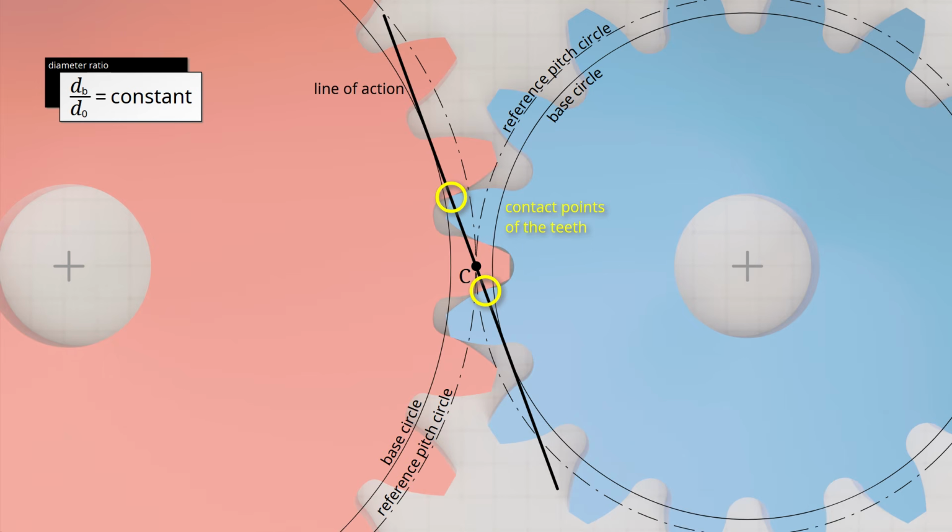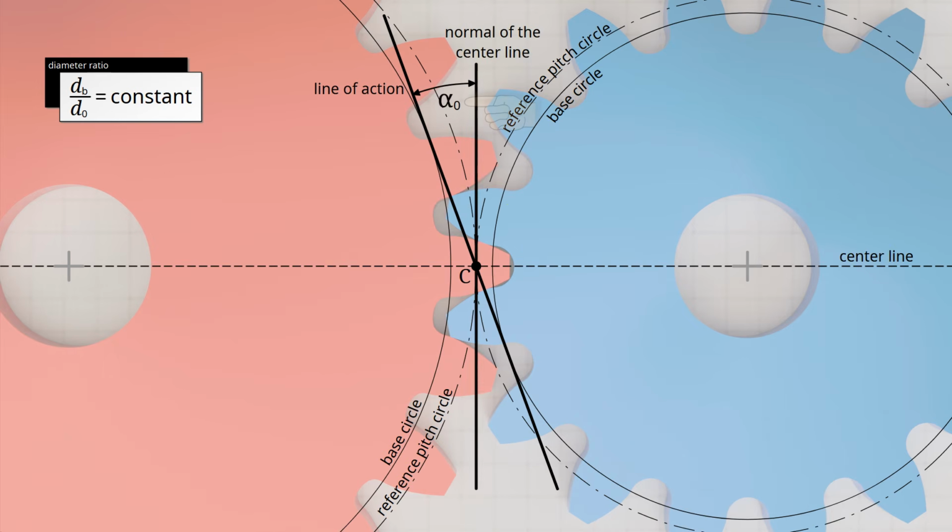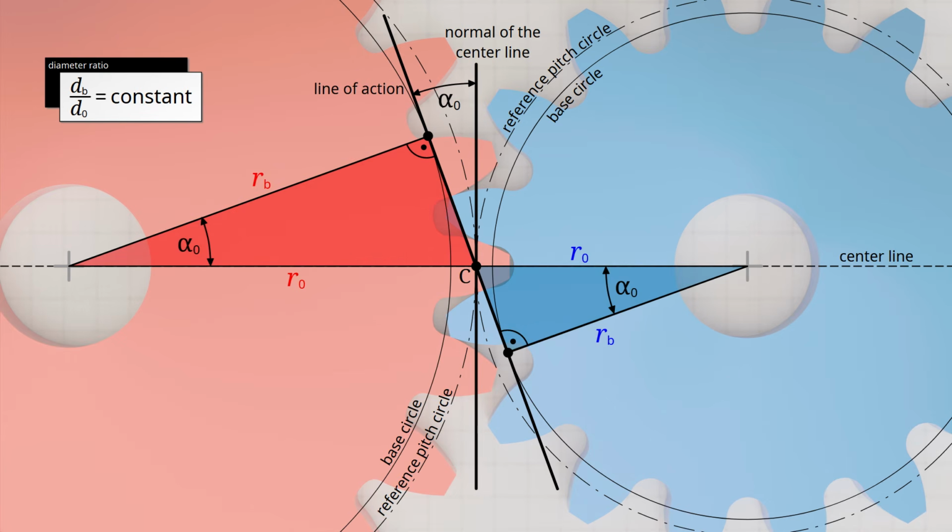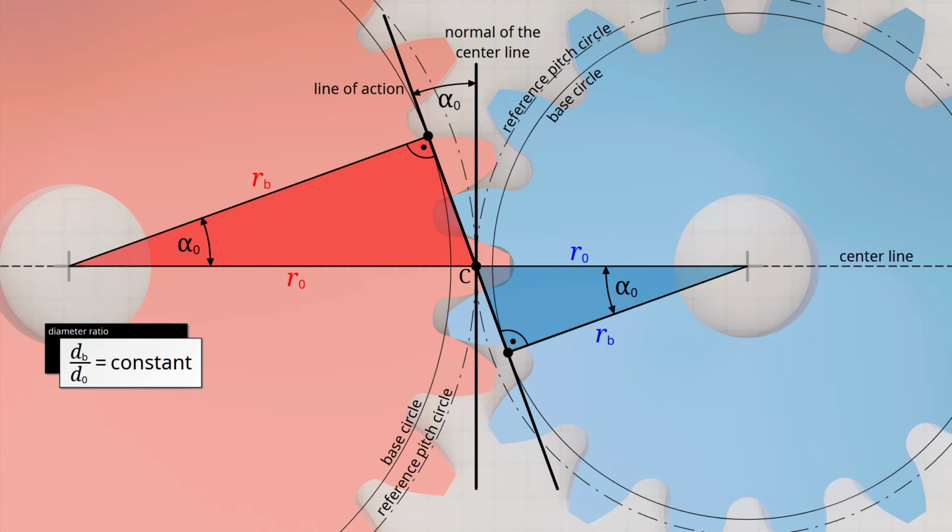This line of action now forms an angle with the normal of the center line. This angle is called the standard pressure angle alpha 0. As shown by the red and blue triangles in the figure, the base circle radii RB and the reference circle radii R0 are related by the standard pressure angle alpha 0. Of course, this also applies to the corresponding diameters. The cosine of the standard pressure angle corresponds to the quotient of the base circle diameter and the reference pitch circle diameter. In practice, the constant diameter ratio of the base circle and pitch circle, and therefore the involute tooth shape, is determined using this standard pressure angle.